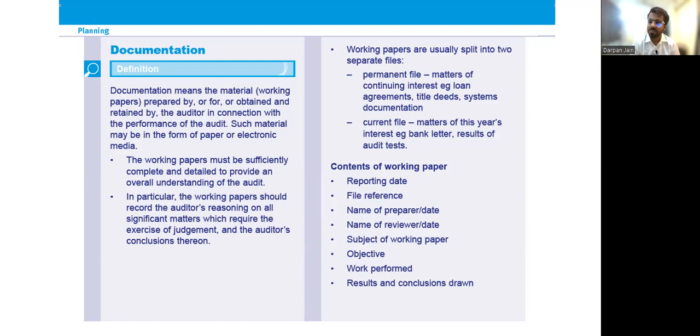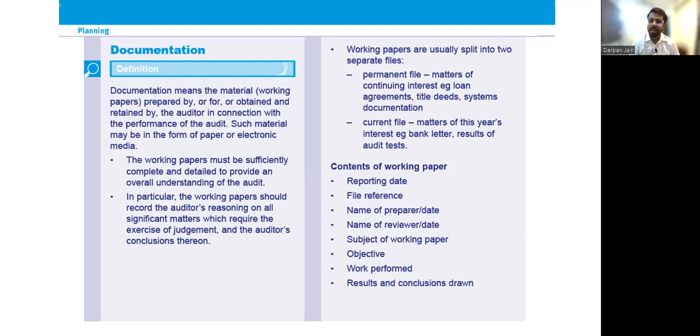What is a permanent file? Permanent file is the file which will contain the documents which are going to remain the same for many years. This year, the next year, and the next year, the document is going to remain the same. So you will put that in the permanent file so that you don't have to get that document again and again every year. For example, the land deed.